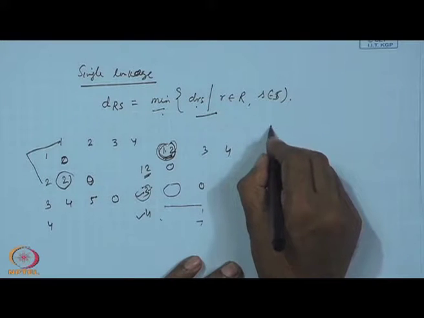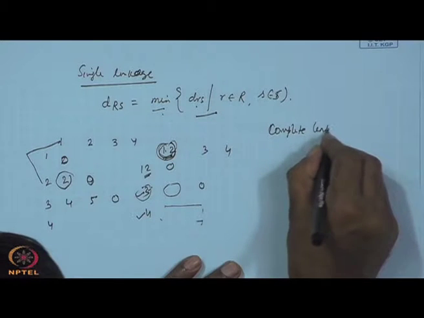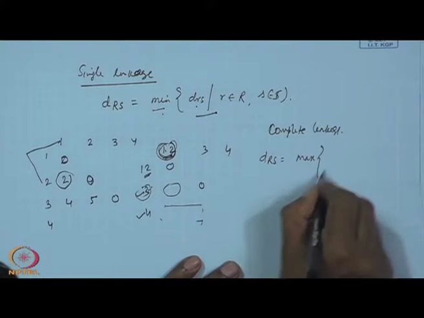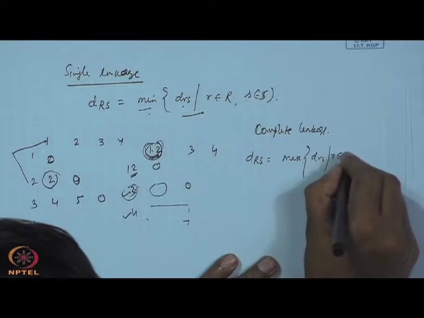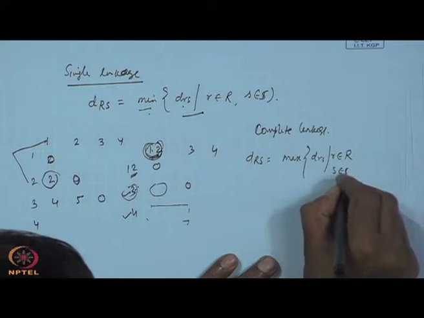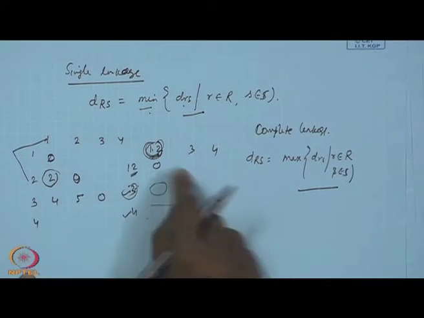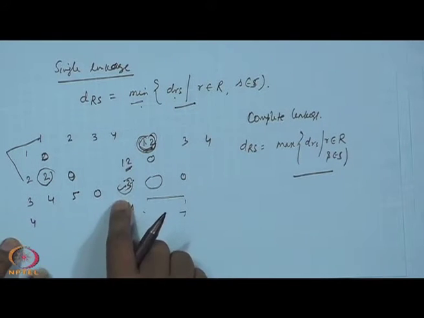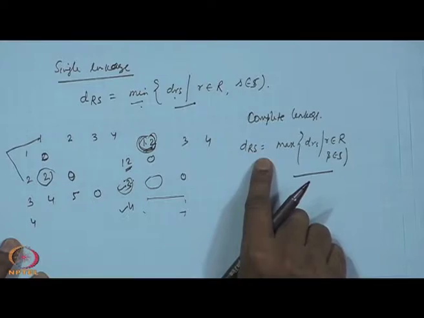And in the complete linkage case, what is the formula? In complete linkage, d_RS will be the maximum of the small d_rs, given r belongs to capital R and s belongs to capital S. So, here when we join, we measure the distance between two groups or two clusters like 1 and 2 and 3, then the maximum distance between 1 and 3 and 2 and 3 will be considered. Okay.